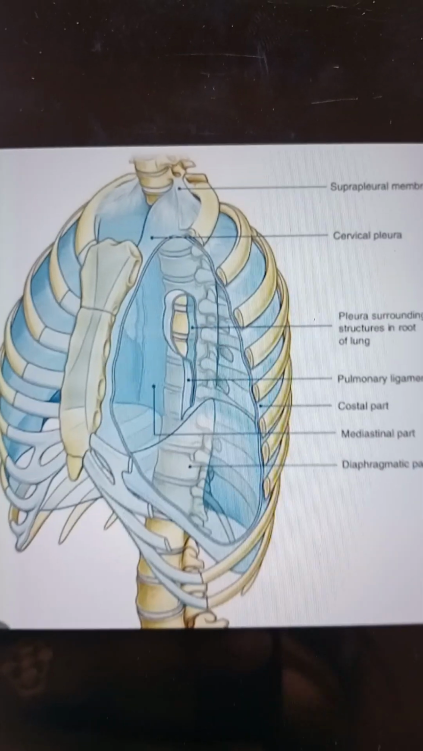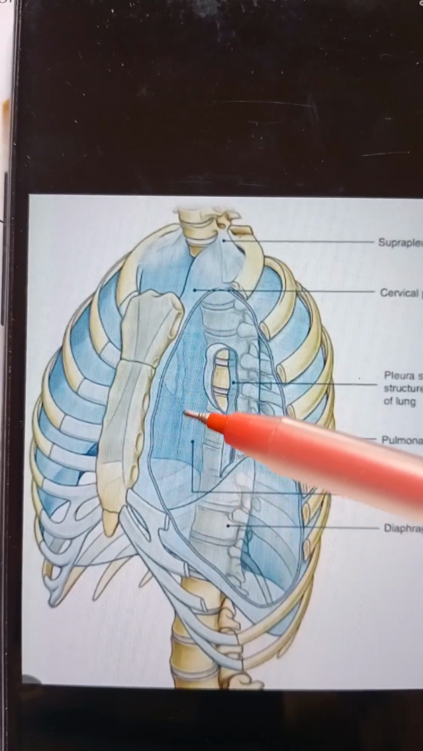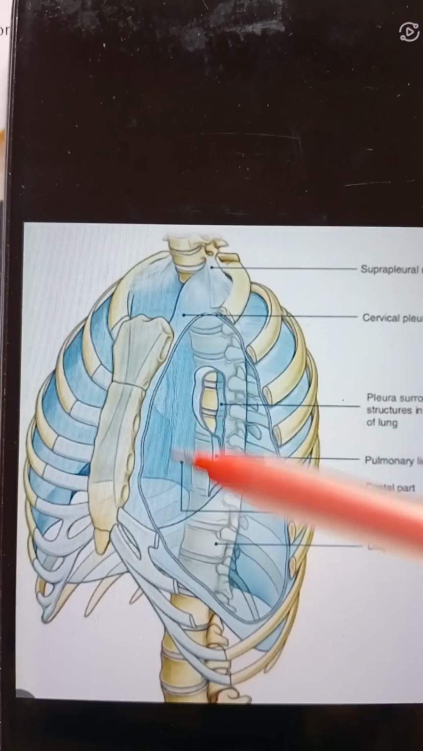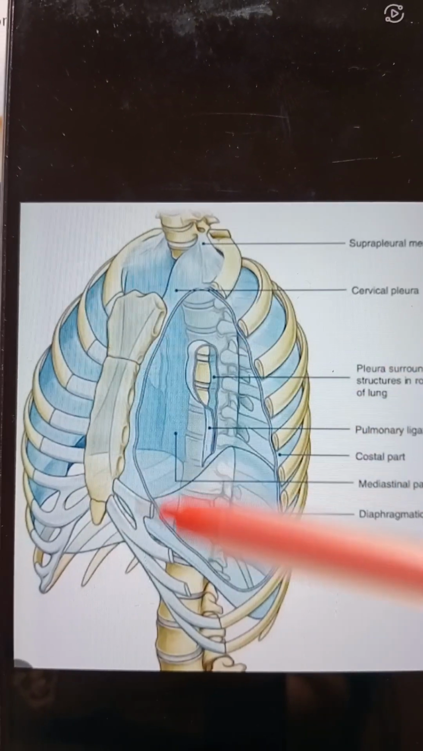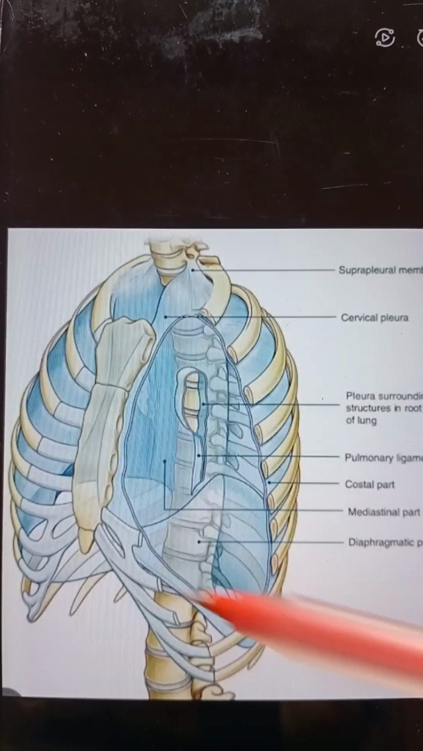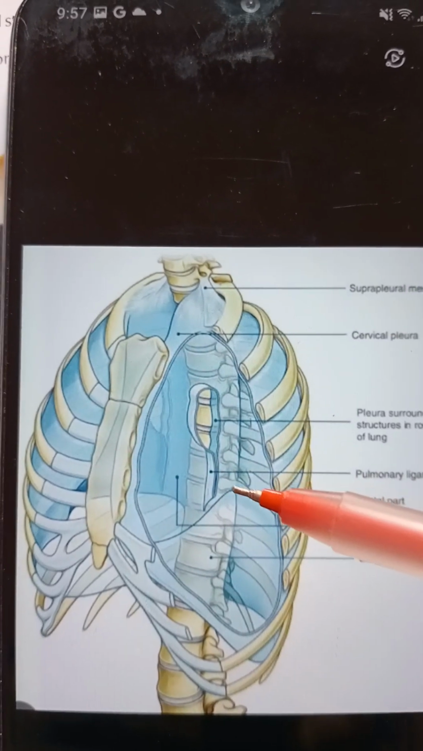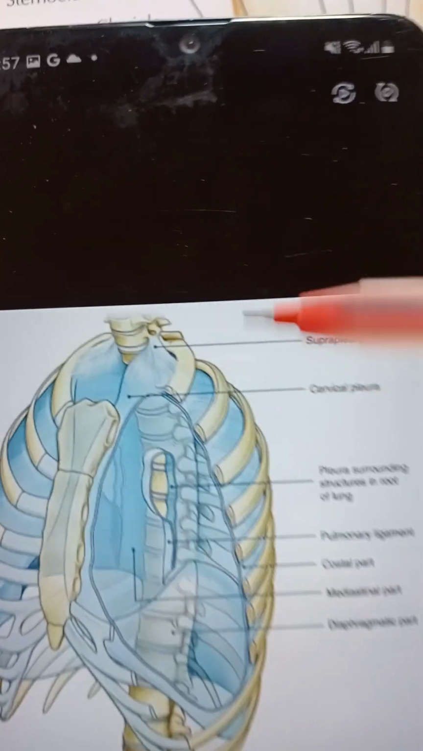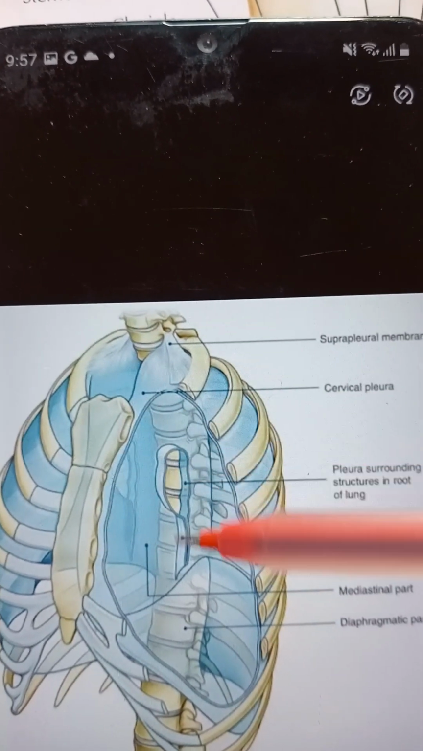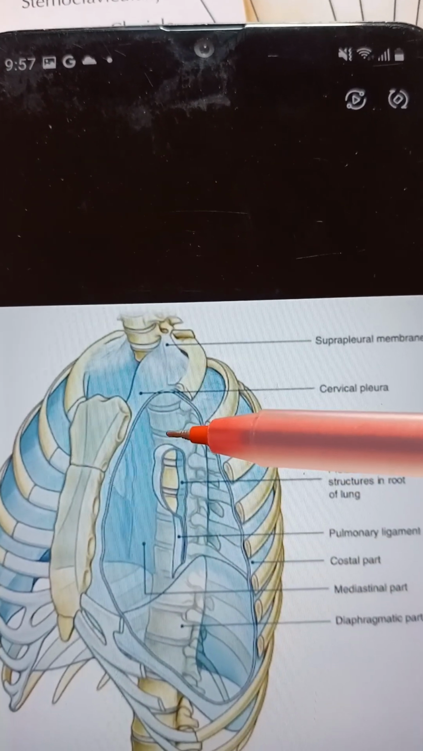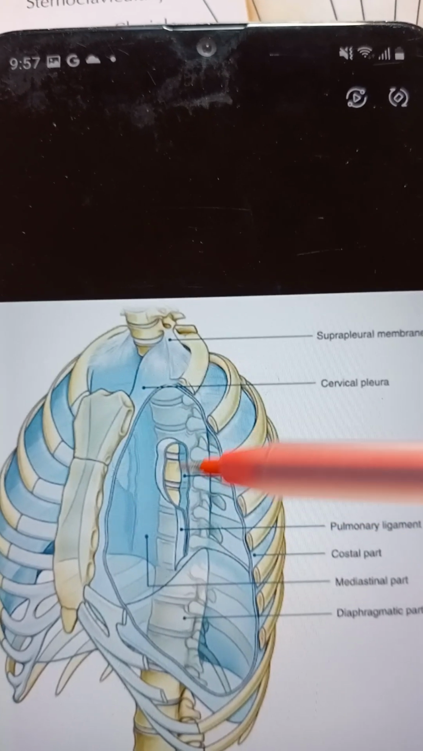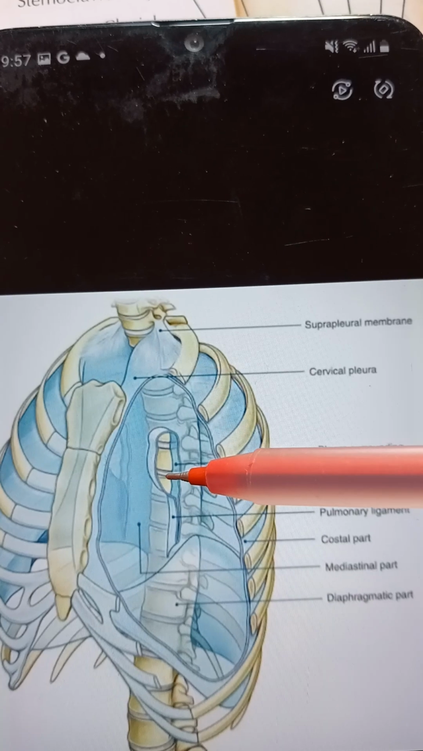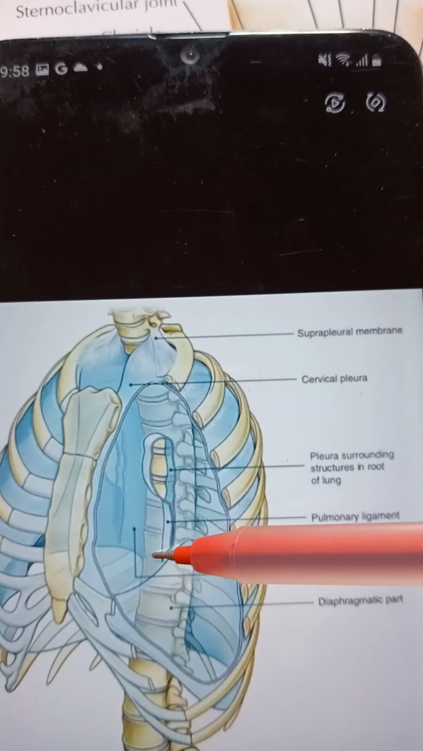Here we can see this portion towards the mediastinum is the mediastinal pleura, and the portion of the pleura which is removed here was the costal pleura. Okay, so now come to the mediastinal pleura. The mediastinal pleura is divided into subdivisions. It has three subdivisions. So here it is the hilum: above the hilum, at the hilum, and below the hilum.